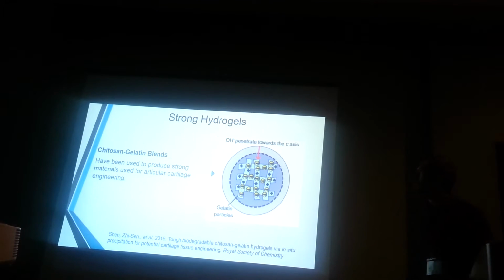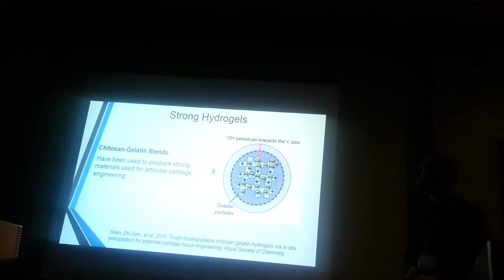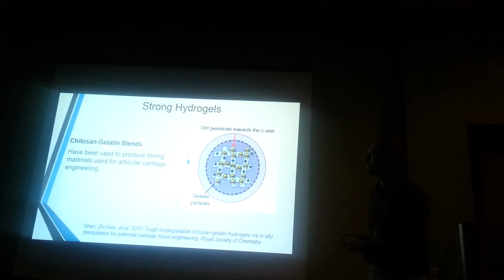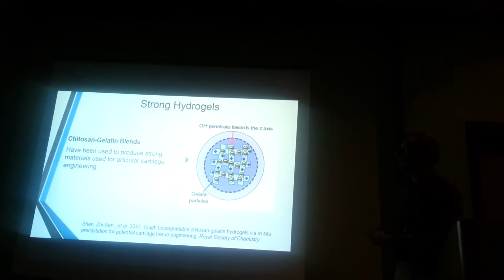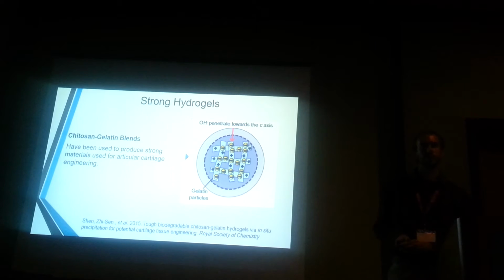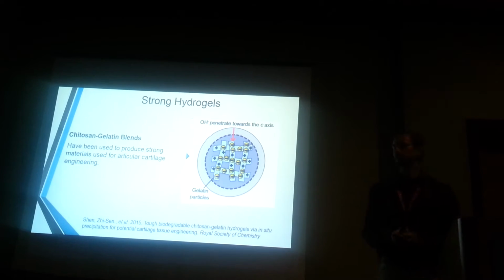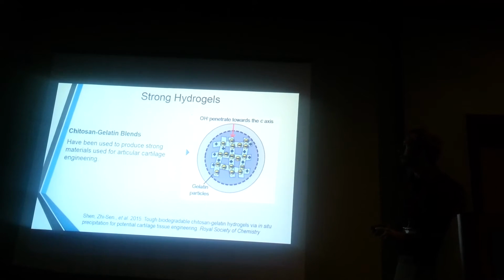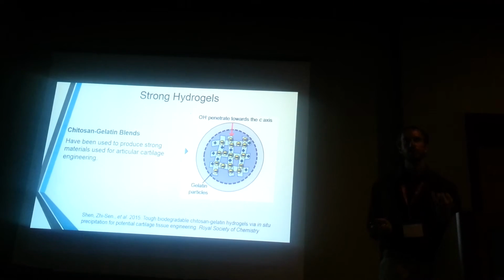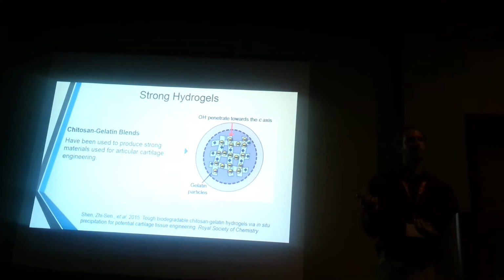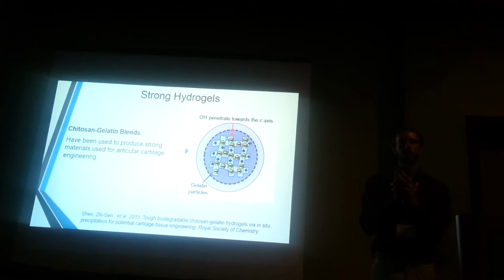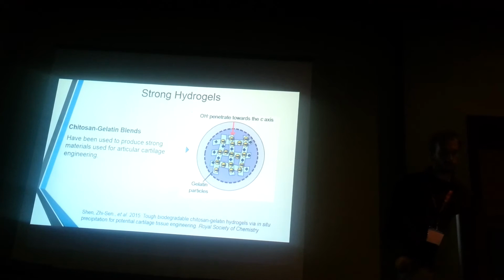Another potential in these hydrogel engineering techniques is to use hydrogel blends. So chitosan gelatin blends have been explored for articular cartilage engineering. So very durable, strong materials. And one of the reasons that it's such a strong material is because not only does the gelatin solidify by temperature and can the chitosan be cross-linked, but the negatively charged gelatin will interact with positively charged chitosan and will create an even stronger matrix.